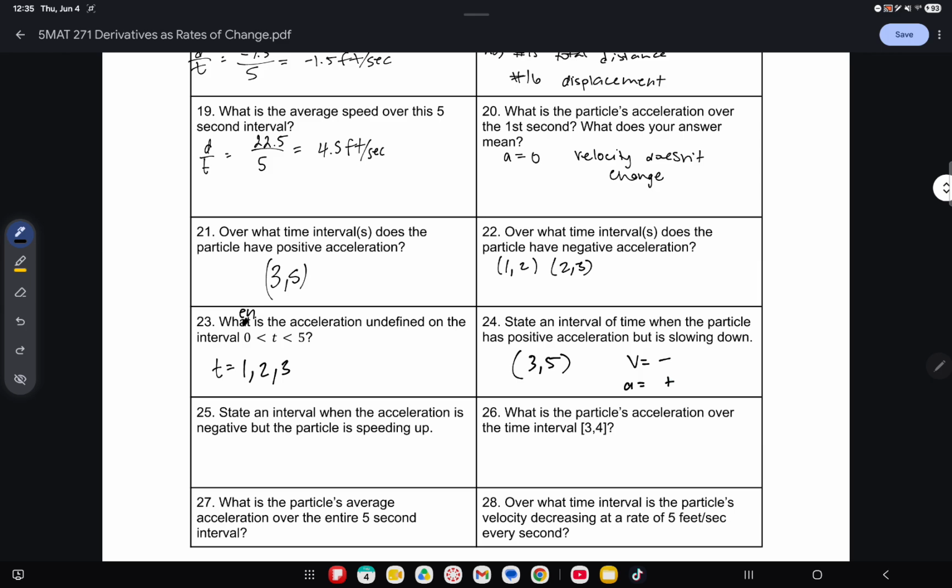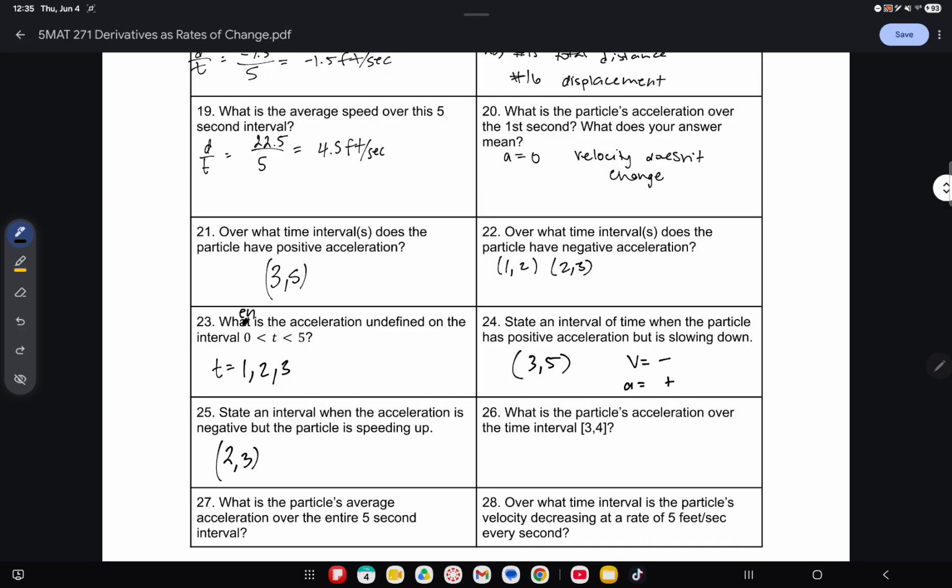So let's look at an interval where the acceleration is negative. So that means the velocity is a slope that's negative. And the particle is speeding up. So they have to have the same sign. So that's going to be from 2 to 3.